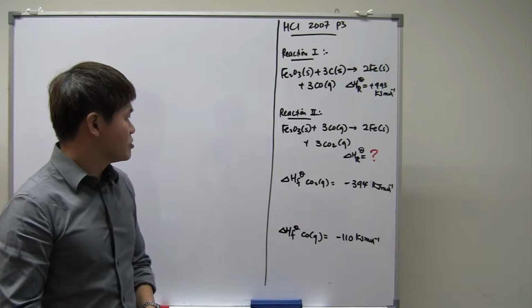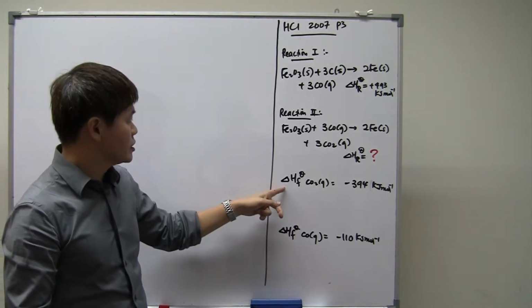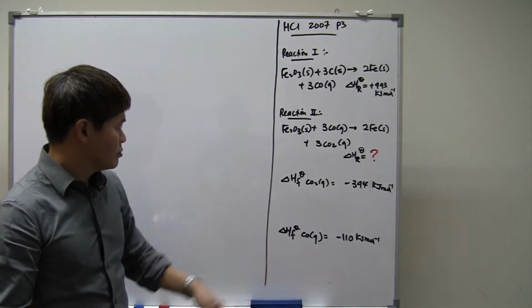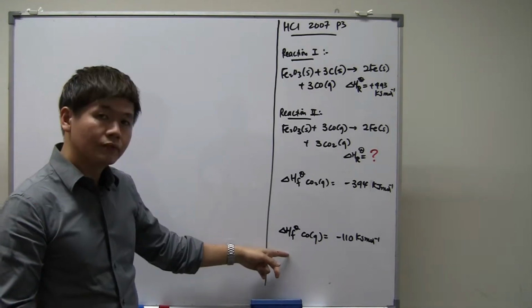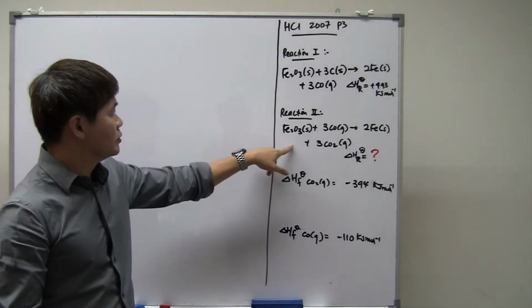Other information that's given in this question is enthalpy change of formation at standard conditions for CO2 at gaseous state is negative 394 kilojoules per mole. And enthalpy change of formation at standard conditions for CO is minus 110 kilojoules per mole. How are we going to solve this question where this is the unknown?